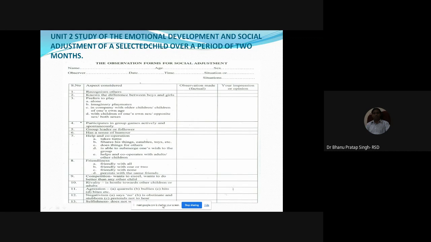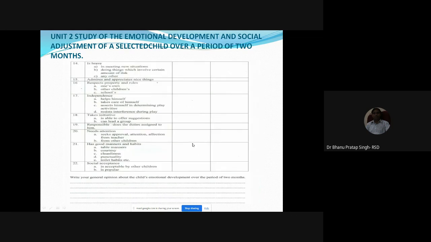Selfishness: whether the child does not want to share or is eager to share. So this is the format regarding social adjustment. In continuation of social adjustment, the next is whether the child is brave, and brave in what situation? In meeting new situations, doing things which involve a certain amount of risk, or any other.